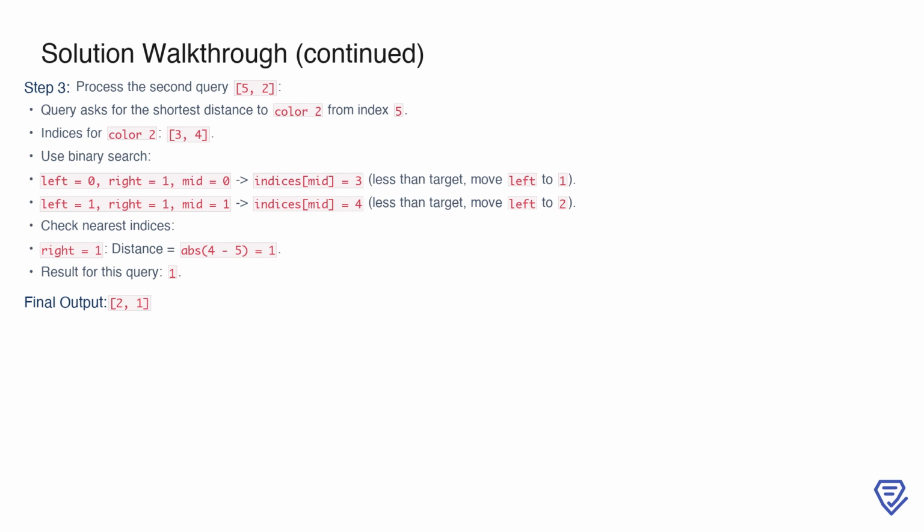This is still less than the target, so we move left to 2. At this point, we check the nearest index on the right, which is indices[1] = 4. The distance is abs(4 - 5) = 1, giving us the shortest distance of 1. The result for this query is 1. Combining the results, the final output for this example is [2, 1].